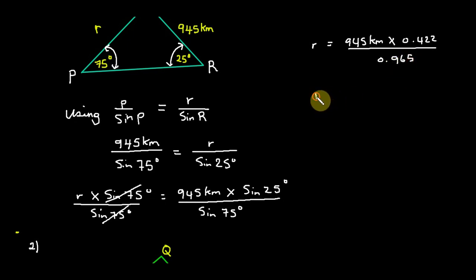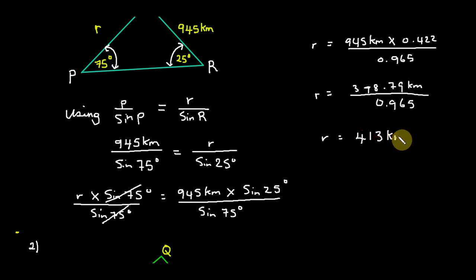And we simplify. R is equal to, when I multiply 945 km by 0.422, the result is 398.79 km. Never forget the units. Divided by 0.965. So R is equal to 413 km. Very easy. Now let us recap.